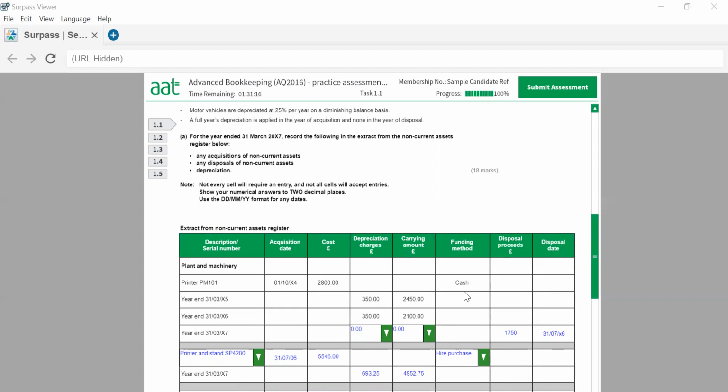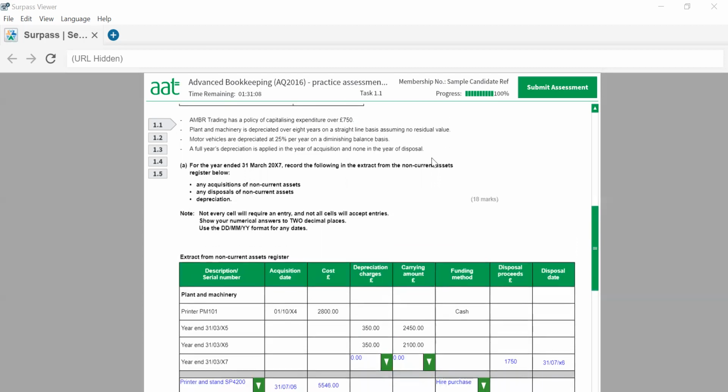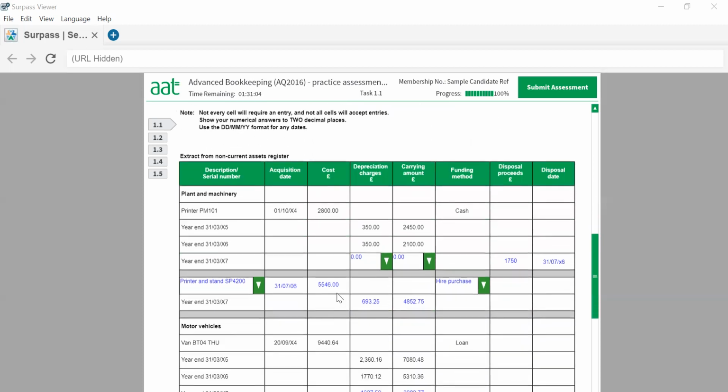As far as the printer's concerned, as we said before, plant and machinery is depreciated over 8 years on a straight line basis, assuming no residual value. So the 5546 divided by 8 gives a depreciation charge of 693.25, giving us a carrying value of 4852.75. So literally, cost minus depreciation gives you carrying value.